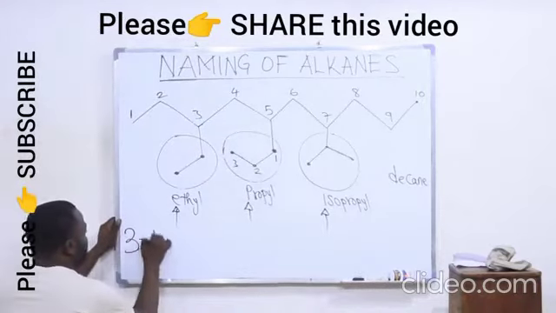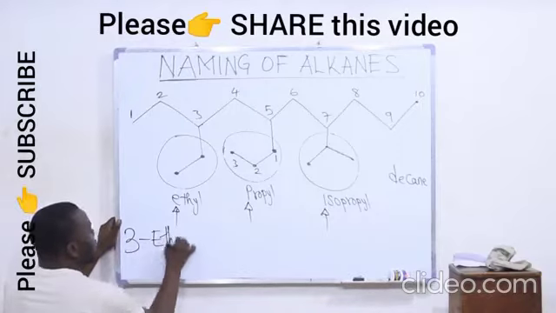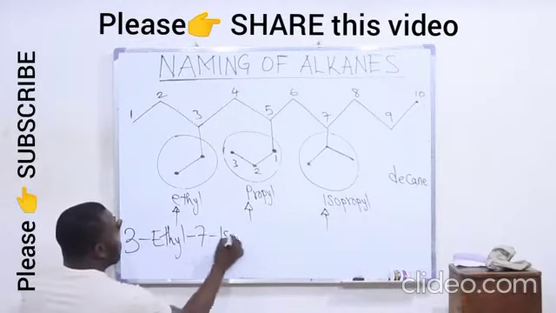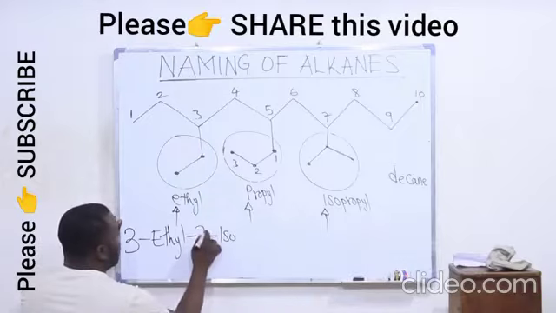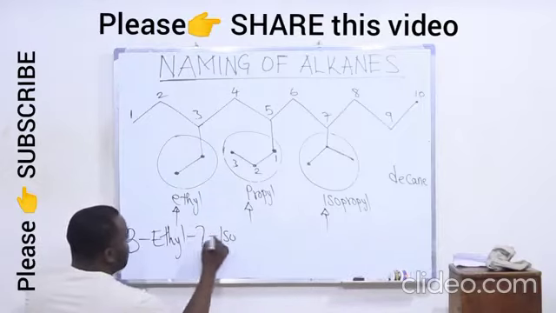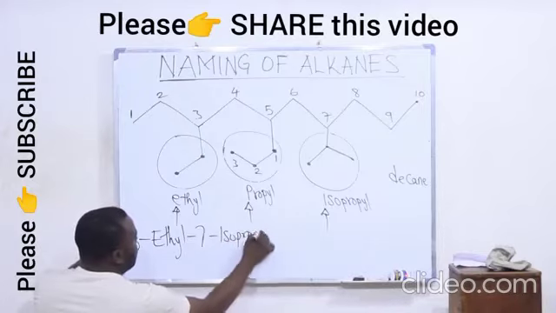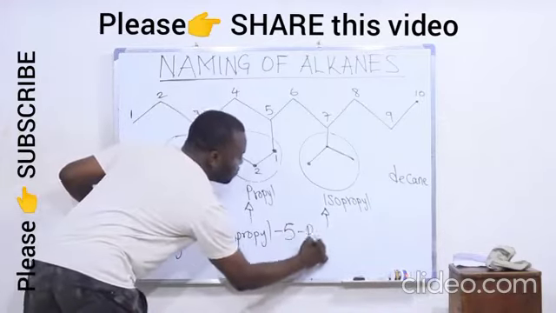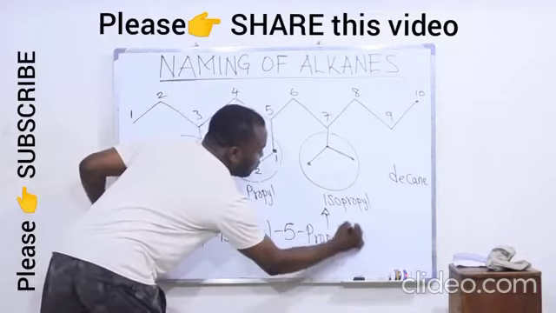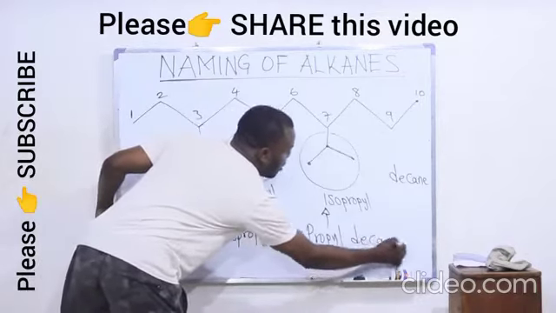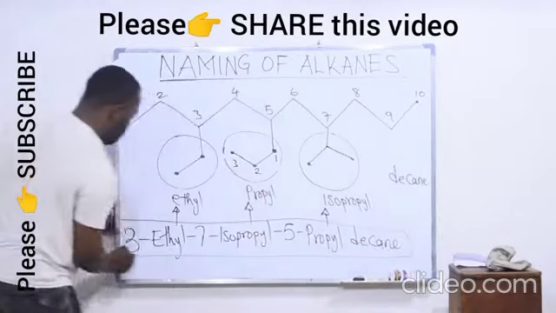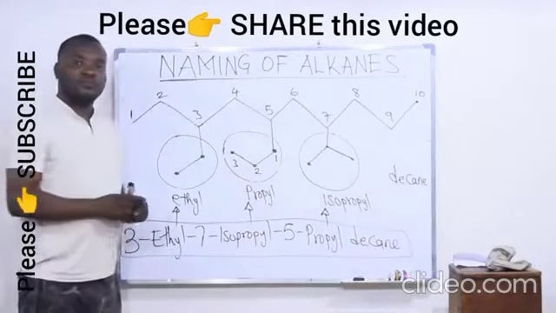3 ethyl, 7 isopropyl, 5 propyl, then the longest chain is decane. And this is the name of the structure given.